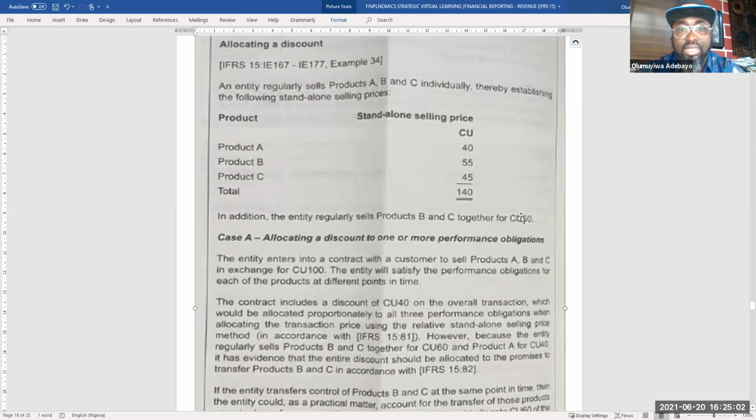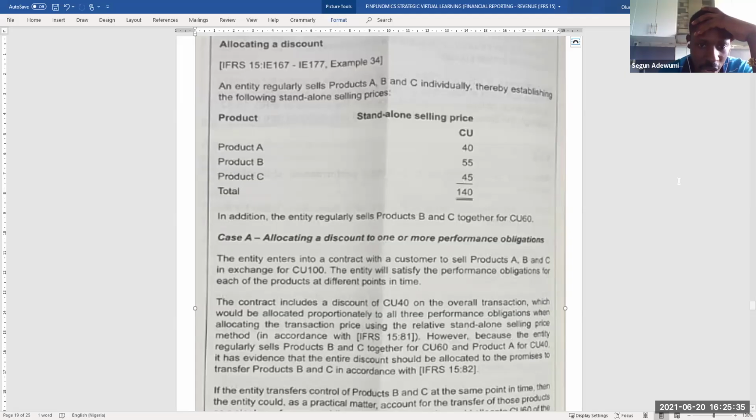This is another scenario you could look out for. Okay, can you look at it? Allocating a balance. An entity regularly sells product A, B, and C individually, thereby establishing the following standalone selling prices. Product A for 40 CU, product B for 55 CU, product C for 45 CU, with a total of 140 CU. In addition, the entity regularly sells product B and C together for 60 CU.